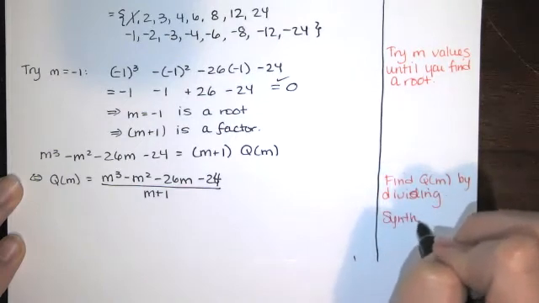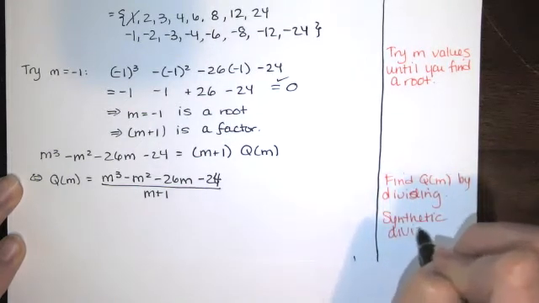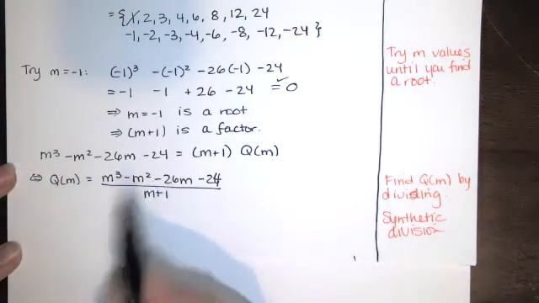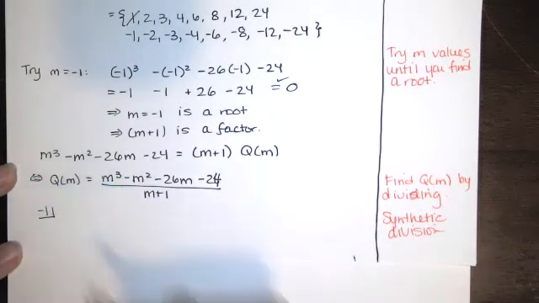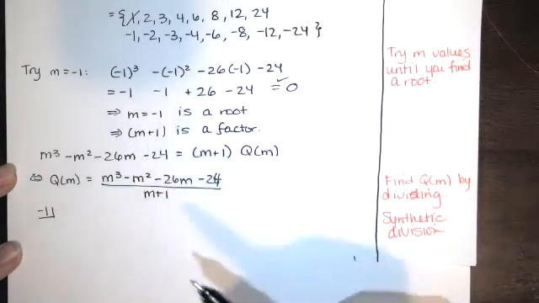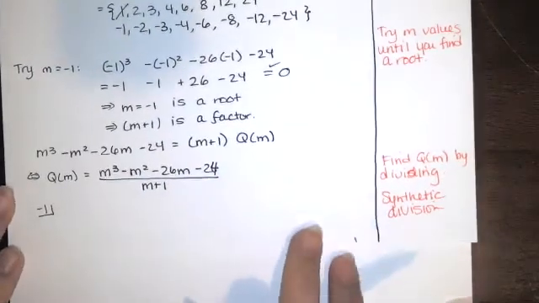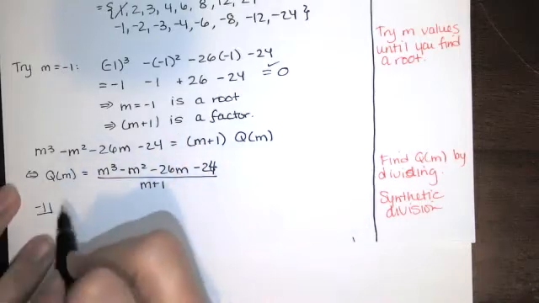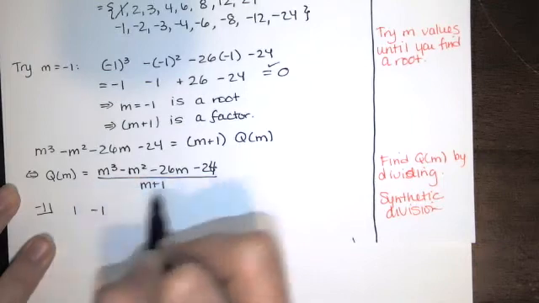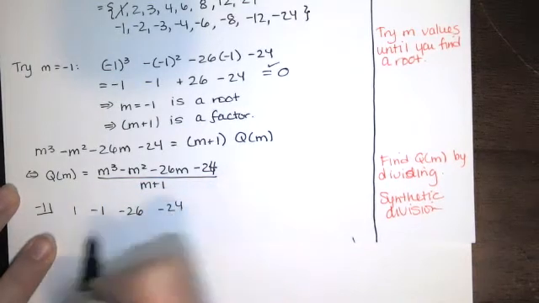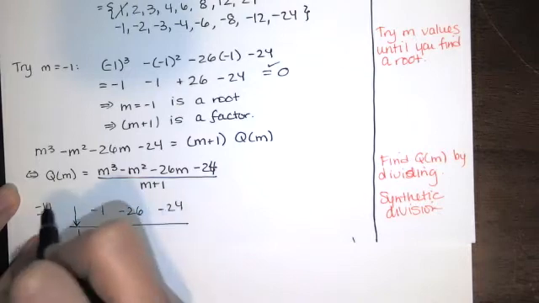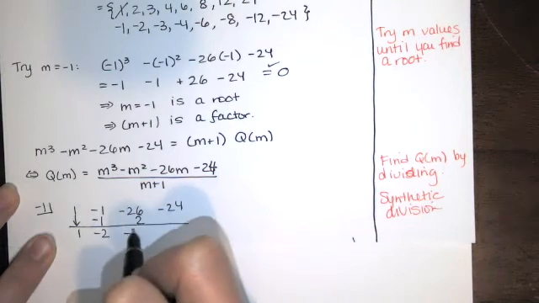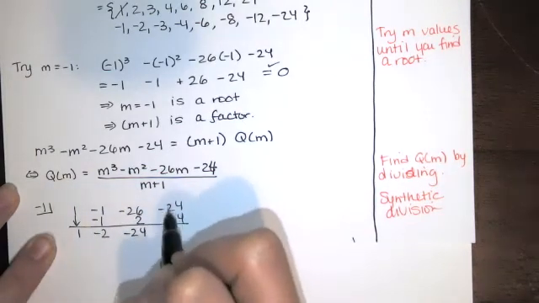I'm choosing to use synthetic division. It's super fast. The way synthetic division works, you set this factor in the denominator equal to 0 and solve for m. In this case, it's negative 1. It's the root that corresponds to that factor, provided that the leading coefficient of the factor itself is 1. And then you list the coefficients of the polynomial in the numerator over here. So we've got a 1, a negative 1, a negative 26, and a negative 24. Then we bring the 1 down. Then you multiply and add, multiply and add, and multiply and add.